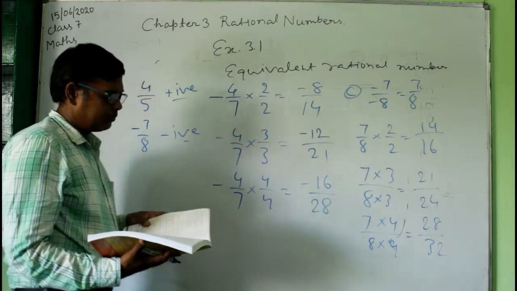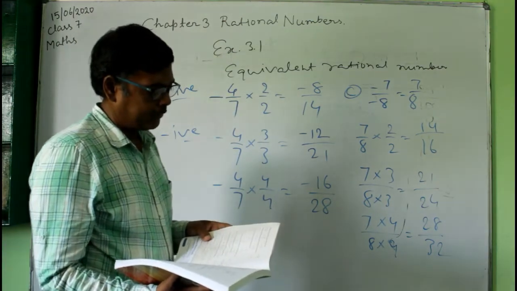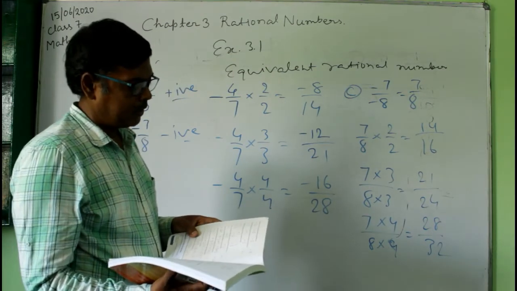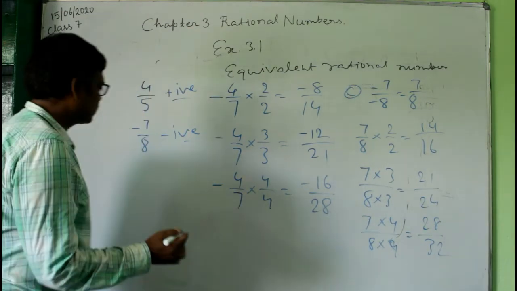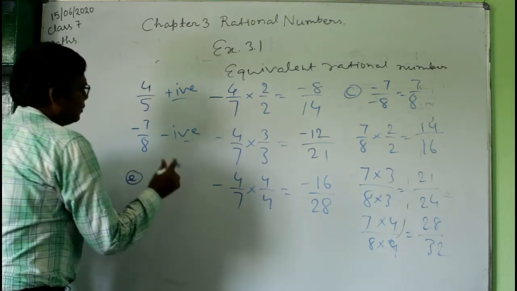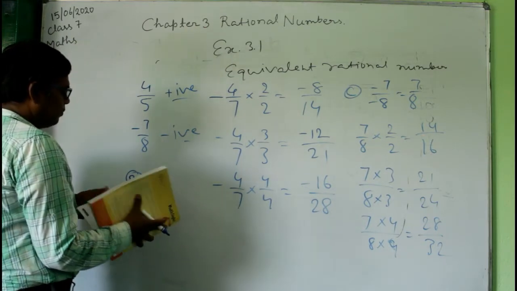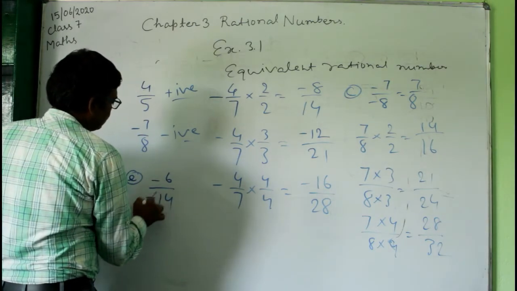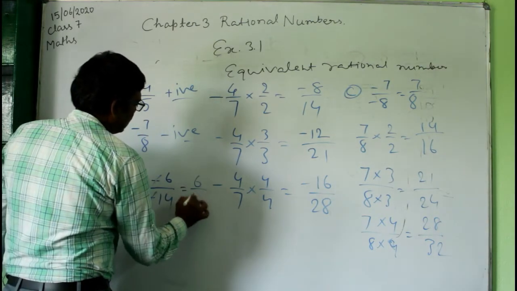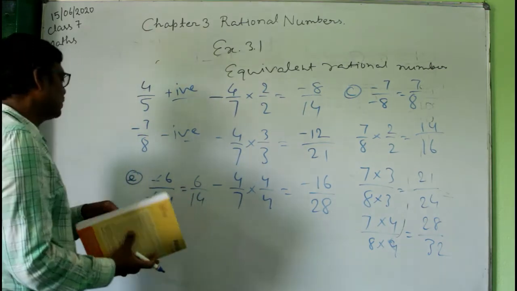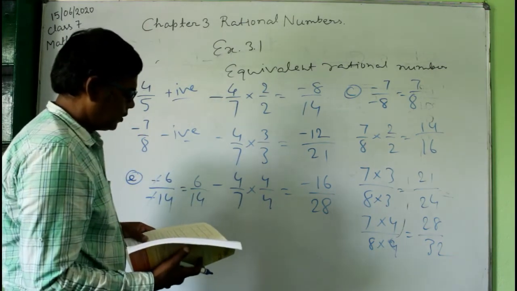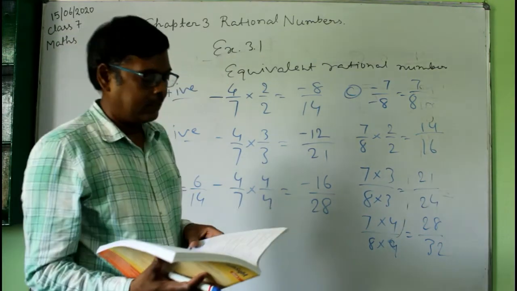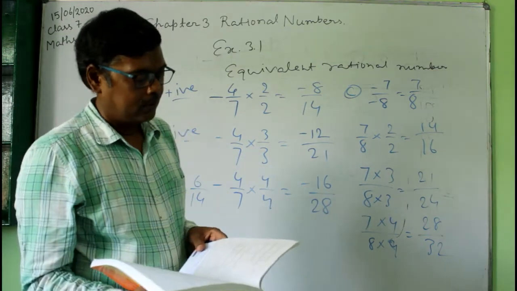And similarly question number C, D and F, all these 3 are negative rational numbers. But question number E, here both are negative, so it will be positive. Minus 6 by minus 14. So this minus will cancel, then you have 6 by 14. So actually this is a positive rational number. Okay. Now next question number 5.